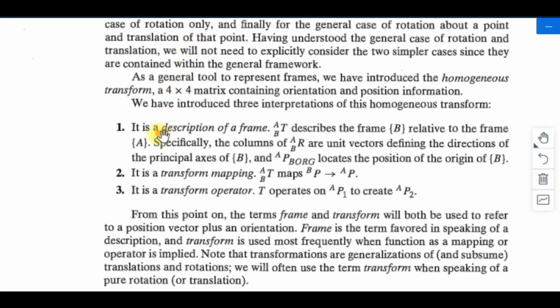So another operation is the transformation operation, that operates on AP1 to create AP2.